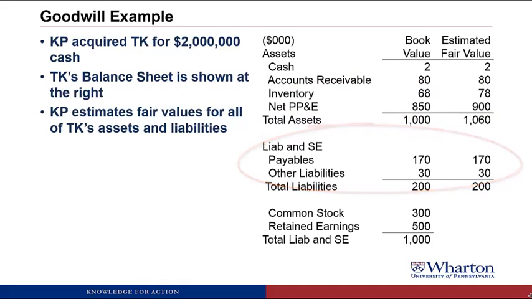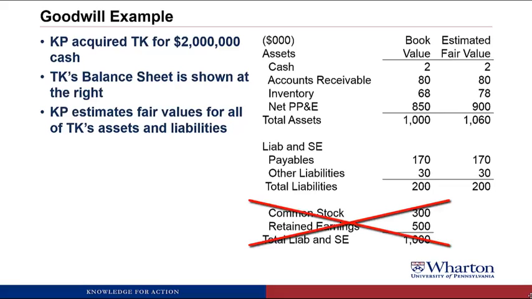And we'll talk more about acquisitions a little bit later, but note that in an acquisition, you're buying the assets and liabilities of the other company. The other company's stockholders' equity goes away, basically doesn't exist anymore, because these were shares that the owners of TK had in TK. TK is going to disappear, so the stockholders' equity disappears as well.